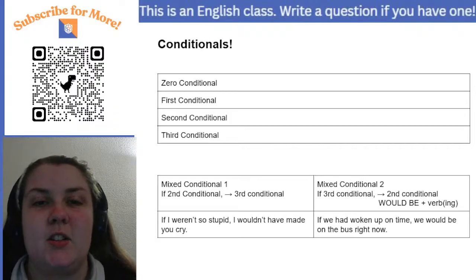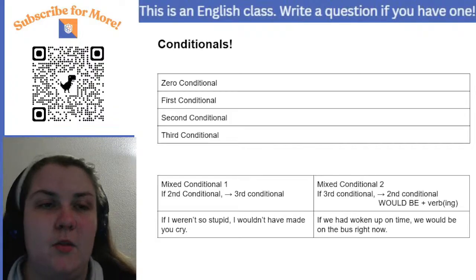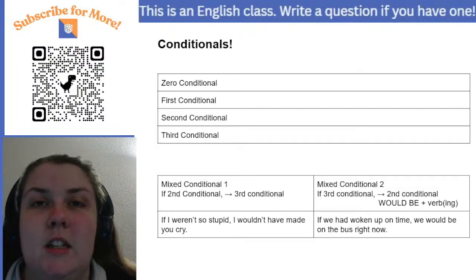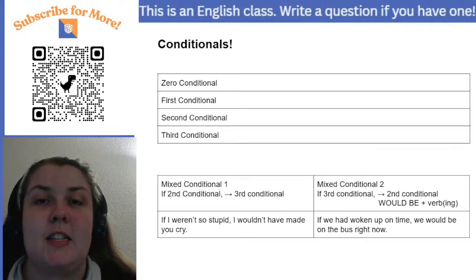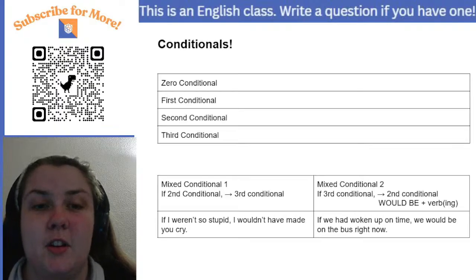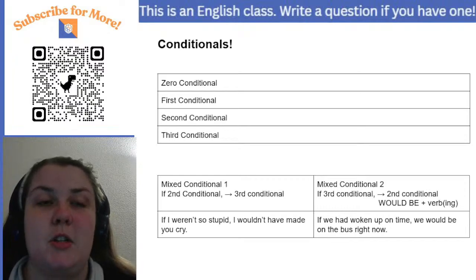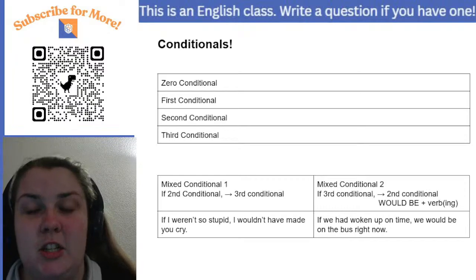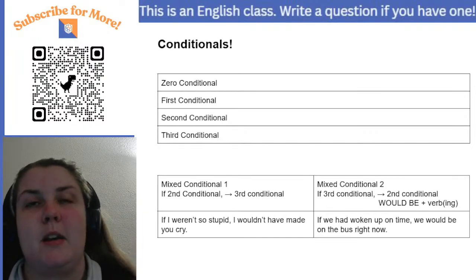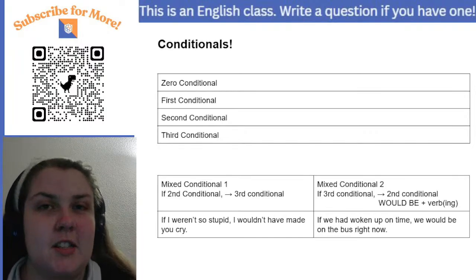So, as you can see, the menu in front of us today, we have the zero conditional, the first conditional, the second conditional, and the third conditional. Now, on top of that, we are also going to be talking about the mixed conditional, and there are two types of the mixed conditional that we are going to discuss today.